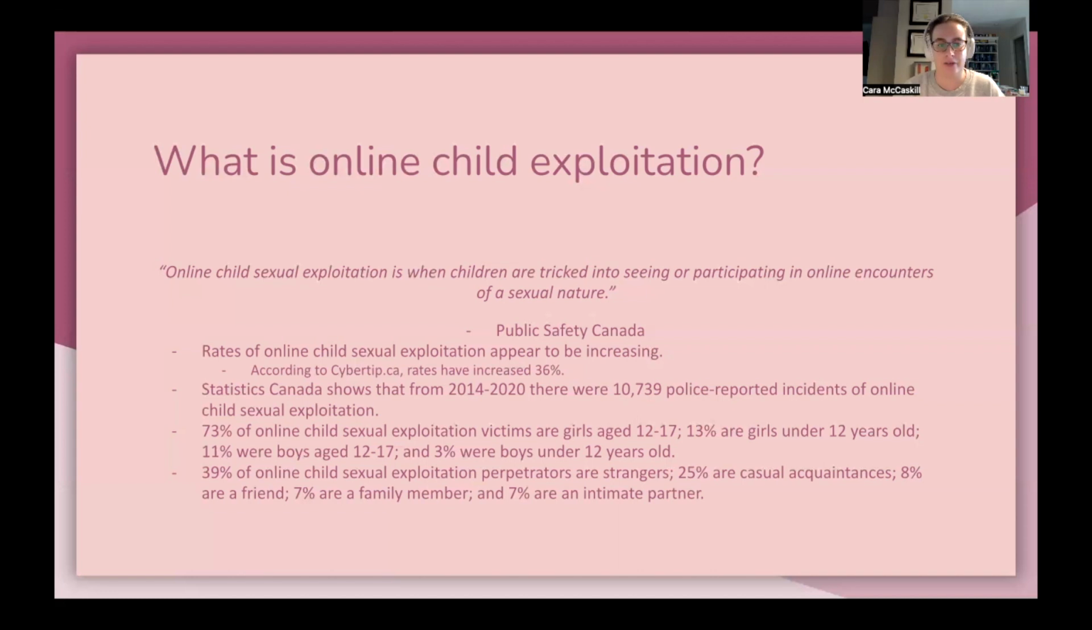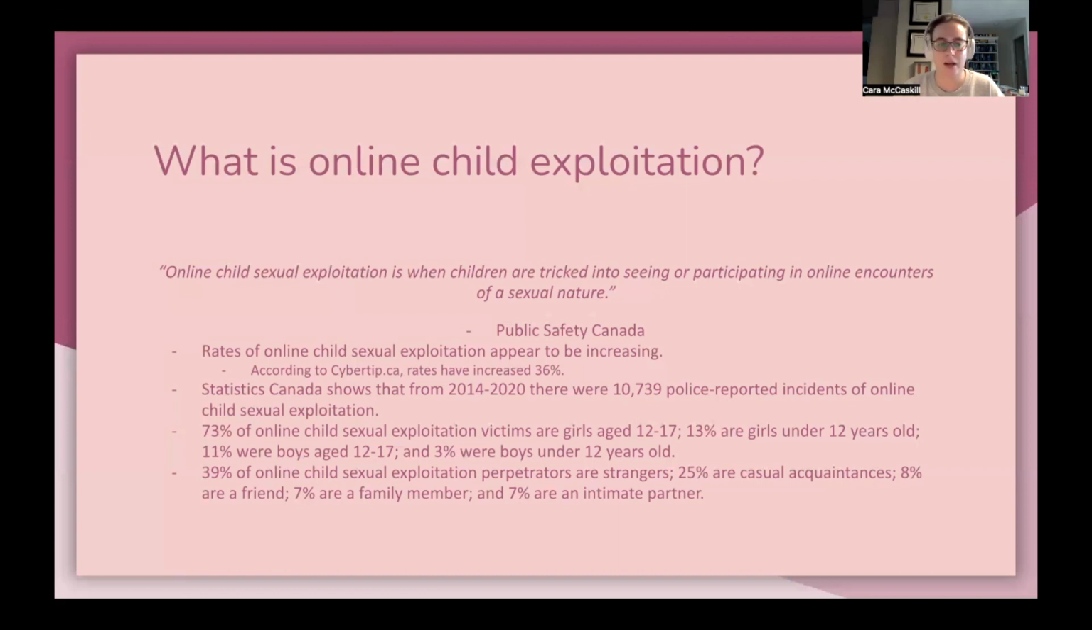So just a little bit of information on what the demographics look like. 73% of online child sexual exploitation victims are girls between 12 and 17 years of age. 13% are girls under 12, 11% are boys between 12 and 17, and 3% are boys under 12. So you can see that it is heavily skewed towards girls being the victim of online child sexual exploitation, with a huge proportion of victims being girls at all ages. But it's also important to note that boys do experience child sexual exploitation online as well, and it does impact boys and girls differently, as we'll talk about a little bit.